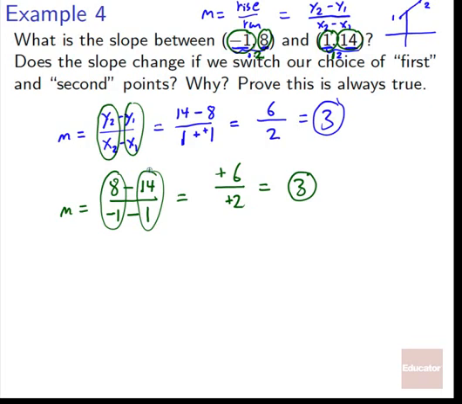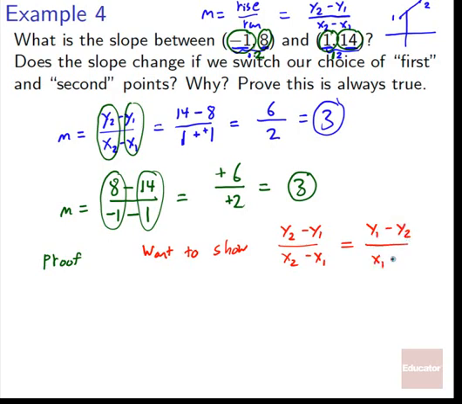If we want to prove that this always comes out to be the case, what we want to show is that it doesn't matter if it's y2 minus y1 over x2 minus x1 versus y1 minus y2 over x1 minus x2, right? If we swap the location of who gets to come first, who gets to be more on the left in the fraction, it doesn't matter who gets to be more on the left or who's more on the right. That's what we want to show. So how do we prove it?